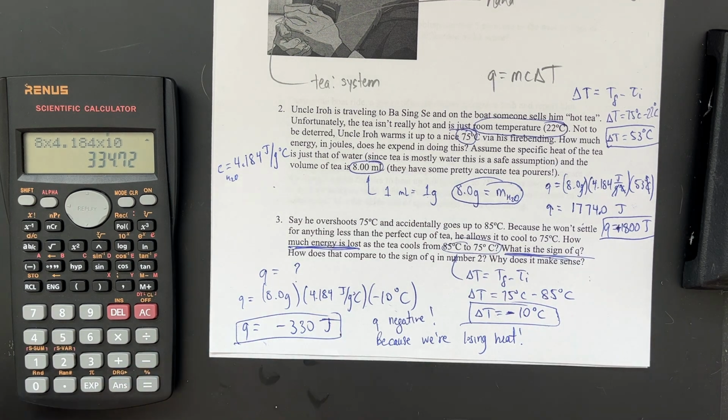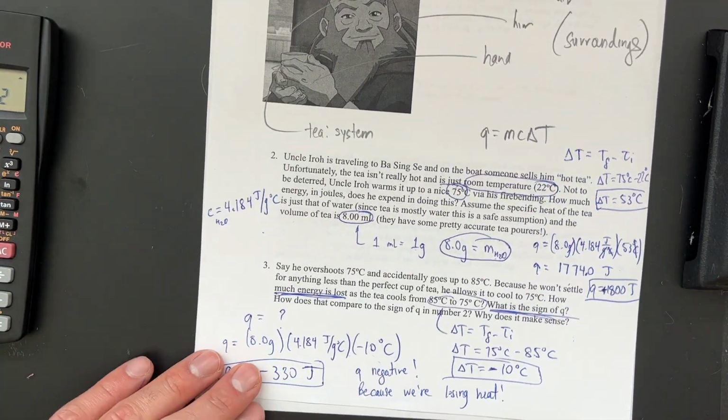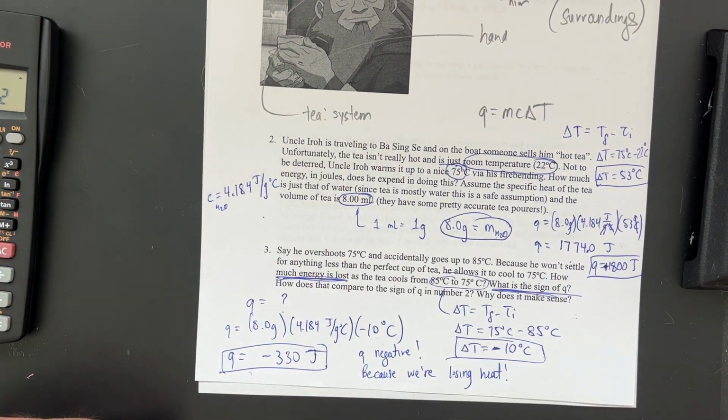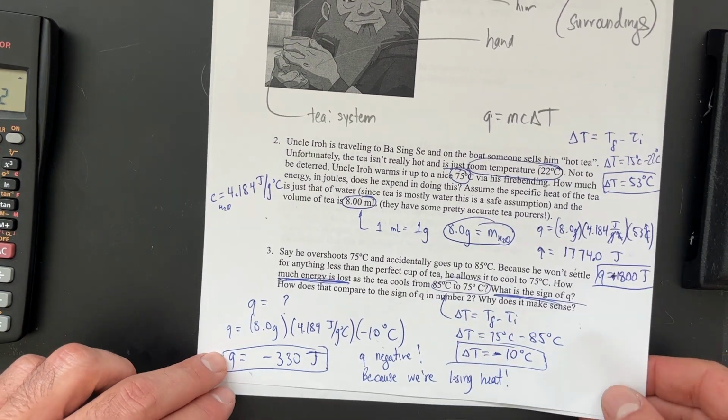And so that's 2 example problems. Hopefully that helps you guys out. Let me know if you have other questions, but that's the basics of how to plug things into Q is equal to mc delta T, how to interpret these signs and things, and let me know if you have any other questions.